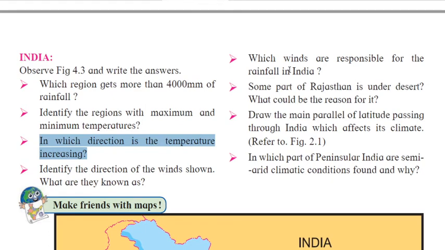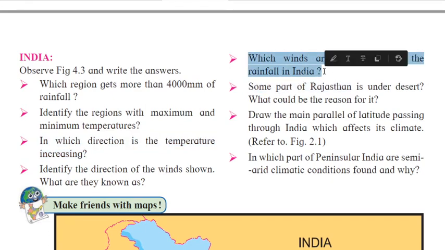Now what is the next one? Which winds are responsible for the rainfall in India? The southwest monsoon winds are responsible for the rainfall in India. Now some part of Rajasthan is under deserts. What could be the reason for it?